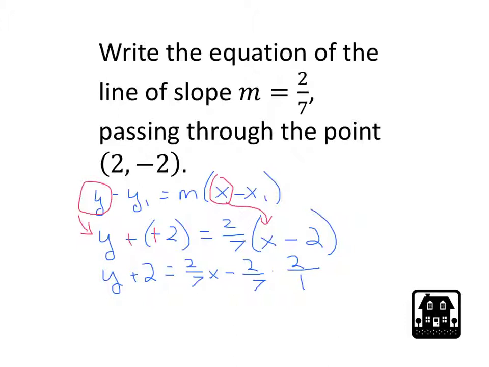First, to multiply these fractions, I look to see if there's anything we can cancel in the numerator and the denominator. There is not. So then the second step is just multiply the numerators. 2 times 2 is 4. Multiply the denominators. 7 times 1 is 7. And that's your new fraction. So we have y plus 2 equals 2/7 x minus 4/7.